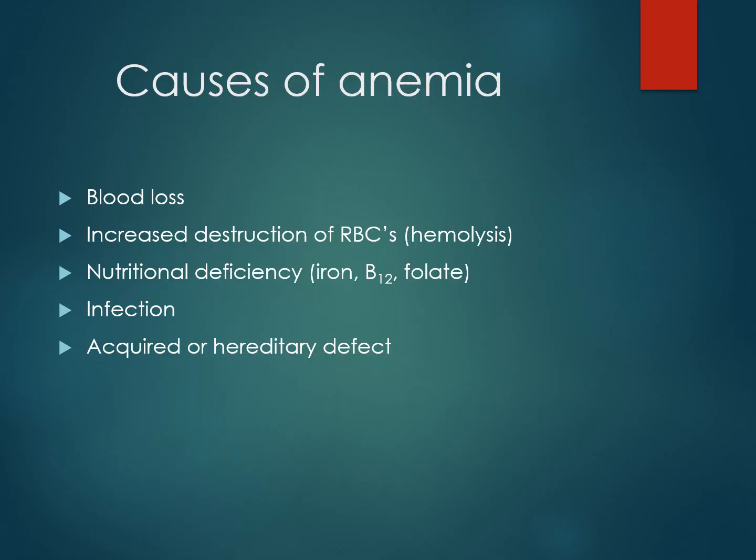So again, there are multiple causes of anemia. First and foremost, it could be blood loss, acute blood loss, could be a slow blood loss that is chronic, for example, like a GI bleed where a person is losing little by little, could be heavy menstruation.